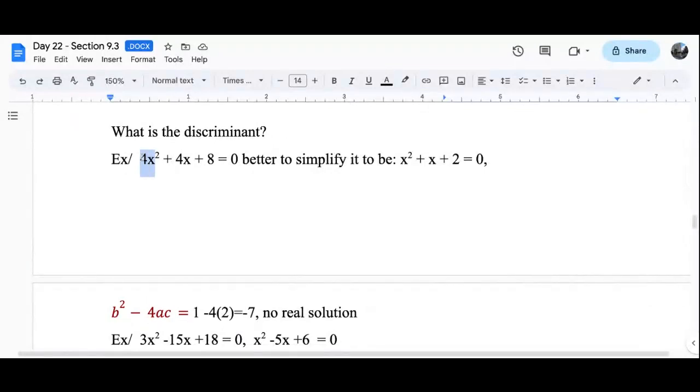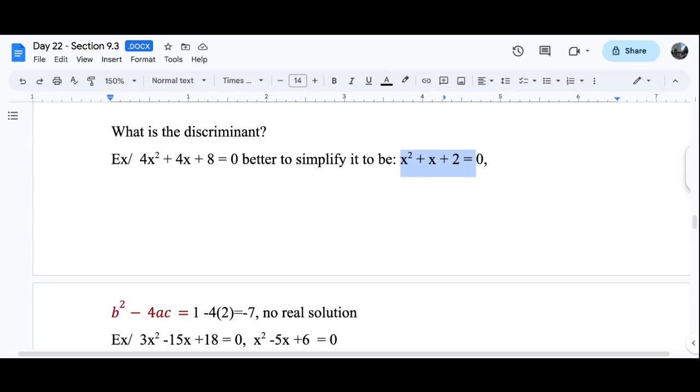Okay, let's see this example. 4x squared plus 4x plus 8 equals 0. We can simplify. We see it's 3 terms, all have 4 as a common factor. So we divide everything by 4. 0 divided by 4 is still 0, right? So 4x squared divided by 4 becomes x squared, 4x divided by 4 becomes x, 8 divided by 4 is 2. So the equation is simplified to x squared plus x plus 2 equals 0.